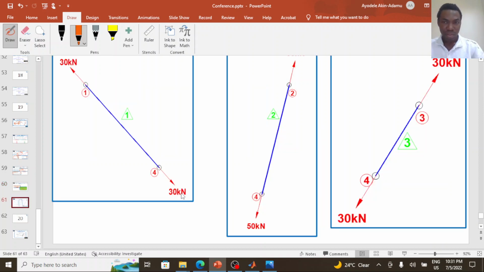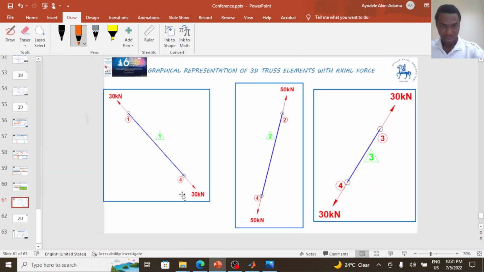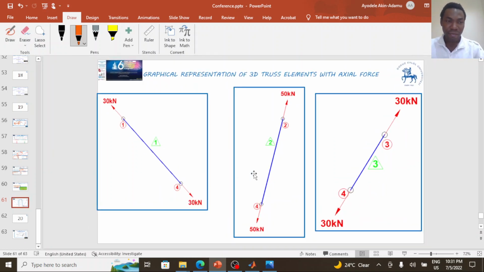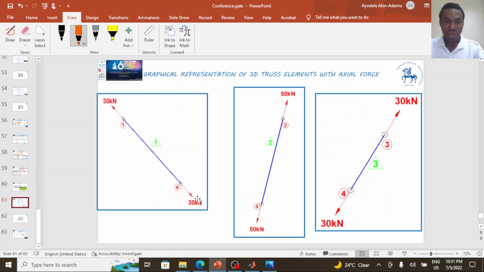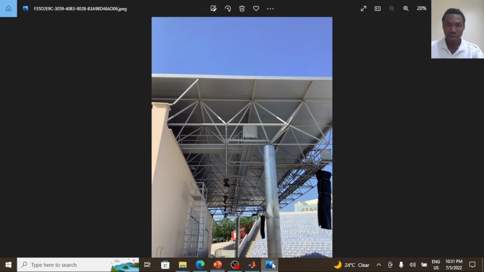This is actually the graphical result of this problem. There are three 3D truss elements here. Once we solve, we'll find that element 1 is under 30 kilonewton tension force, element 2 is under 50 kilonewton tension force, and element 3 is under 30 kilonewton tension force. I'm going to illustrate that, so let's move to the Matlab working environment now.